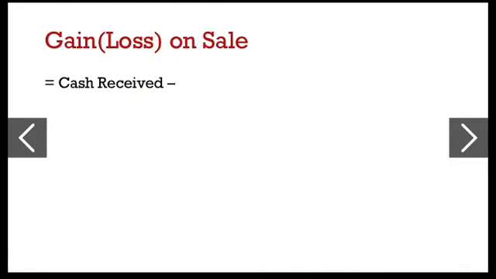The gain on a sale, when you sell that, how much do you get? Do you get a loss or a gain? For you to get a gain or a loss, you take the cash receipt minus the net book value. But before we get there, how do you get the net book value? How much is your asset worth today?